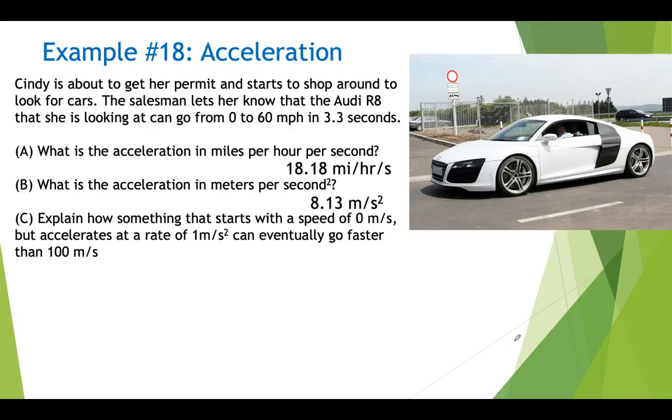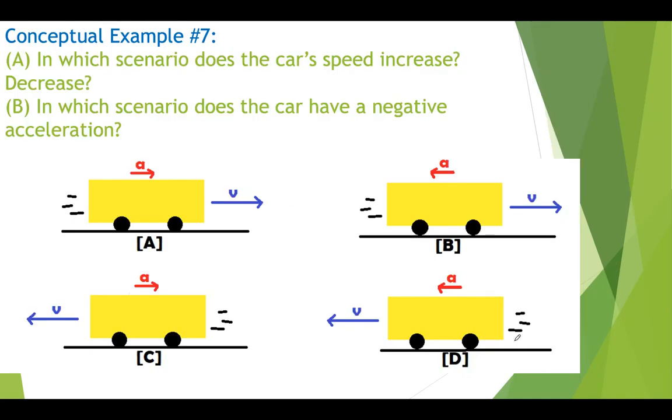Okay, concept question number 7. We're given 4 different carts: cart A, B, C, and D. On these carts, we're shown velocity and acceleration vectors. The direction that a vector points tells us whether it's positive or negative. In A, our acceleration points to the right, so acceleration would be positive. Our velocity points to the right, so our velocity would be positive. In B, our acceleration vector is pointing to the left, so acceleration is negative. Our velocity is pointing to the right still, so it will be a positive value.